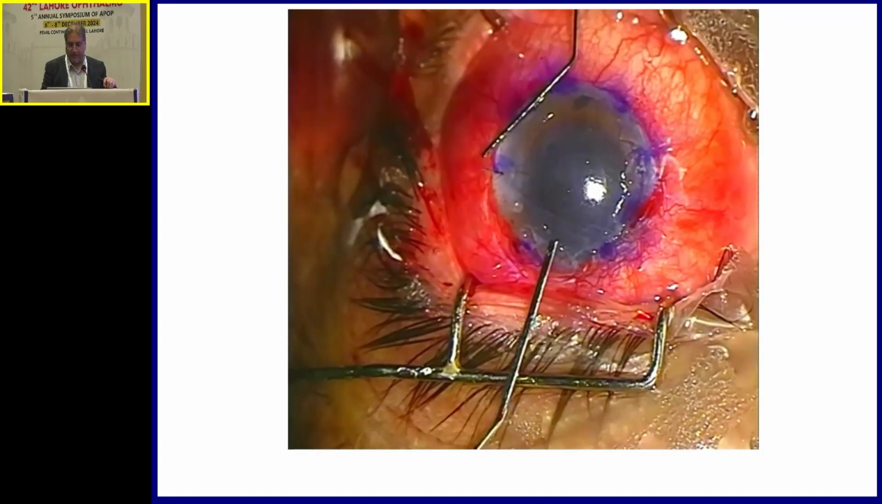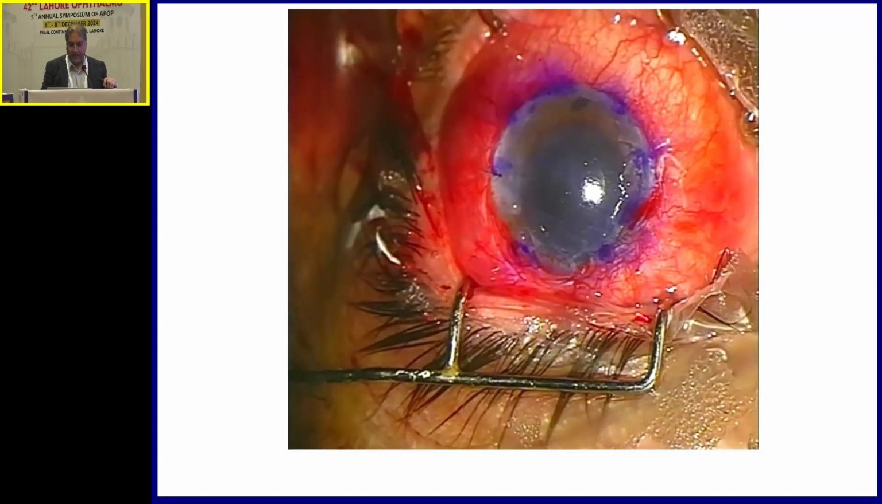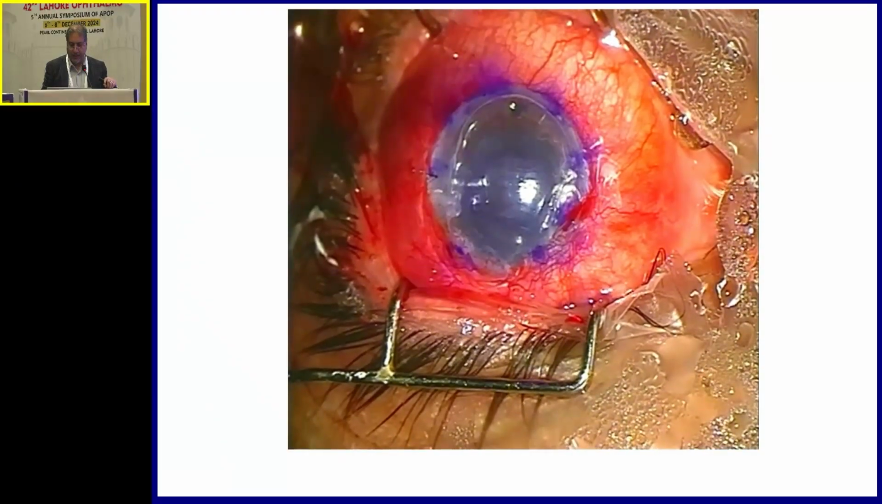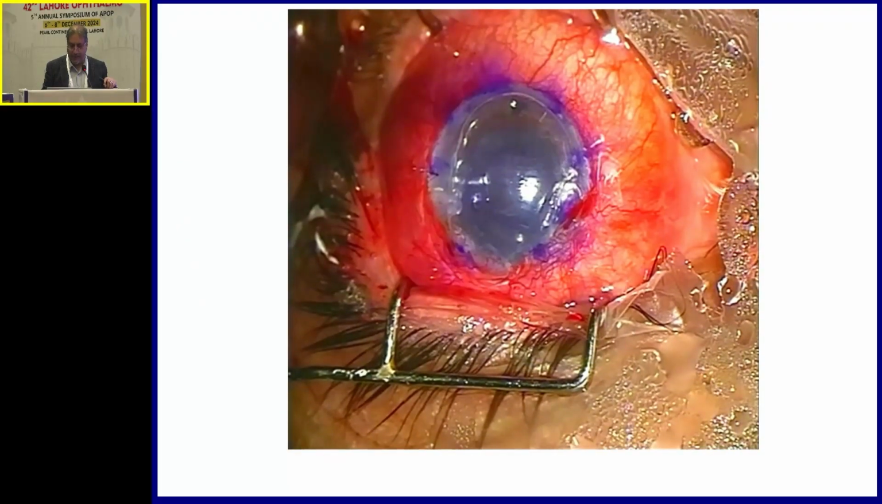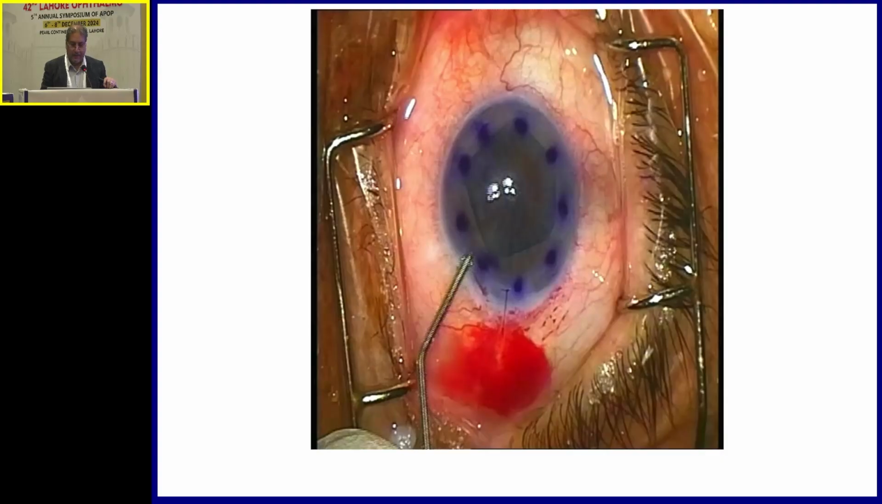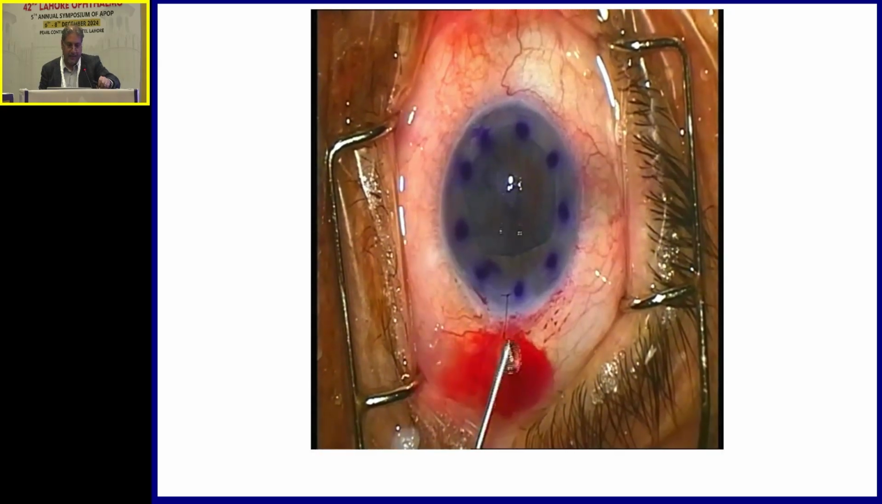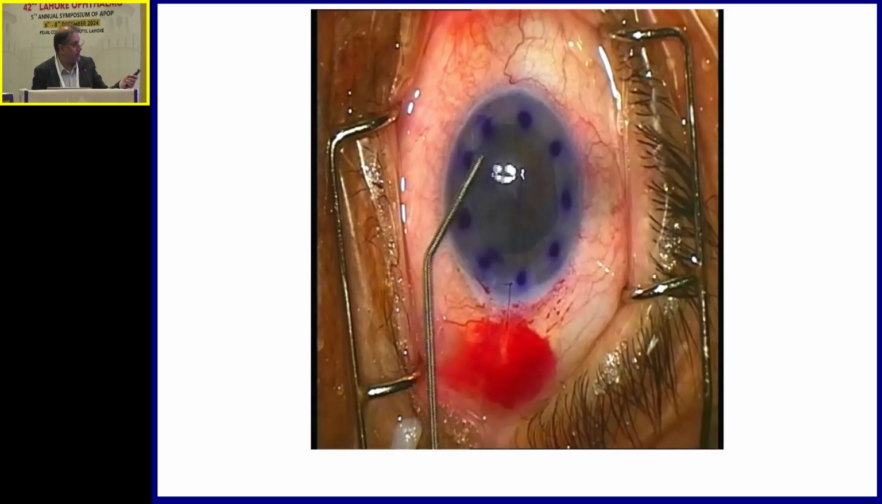Finally, the graft is in position, and I'm going to inject the SF6 gas for limbus to limbus. The patient has to lie supine. Look at this. This is a clip of just 20 seconds. You can see here the graft is upside down. Have you seen? The S is inverted.